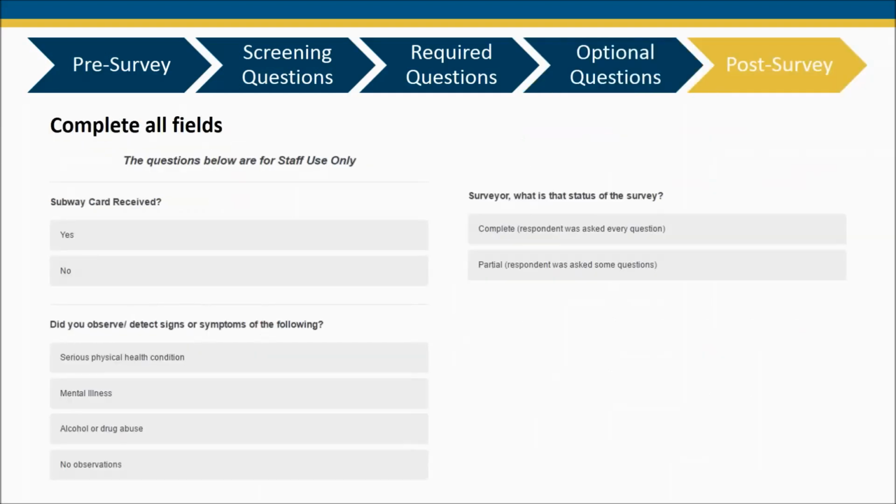The last section is for post-survey and for staff use only. Now that we concluded the survey, you can give the $10 Subway gift card to the respondent. And then once the card is received, you can check yes as a response. Then you can mark anything that you observed about the respondent regarding their physical health condition, mental illness, or alcohol or drug abuse. We also want to know whether the survey was completed 100% or whether you had to skip some of the questions. So this is where you will mark whether the survey was complete or partial.